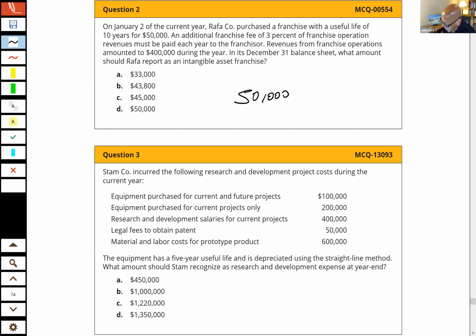So now all I have to worry about is the amortization on this thing. And if it's a 10-year life, that means it's 5,000 per year. So at December 31st, having started January 1st, I would have taken that first year of amortization. So I would have been carrying the asset at 45,000, right?